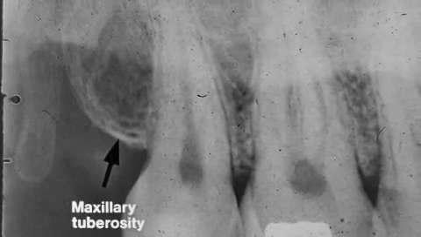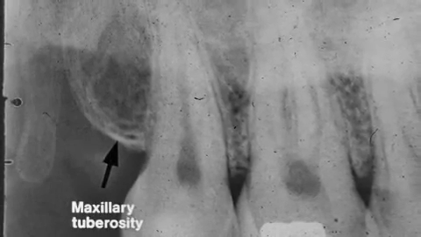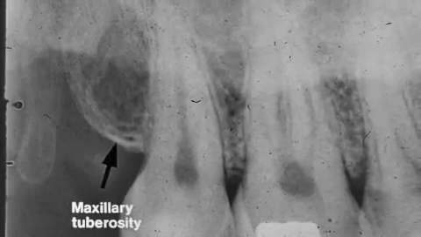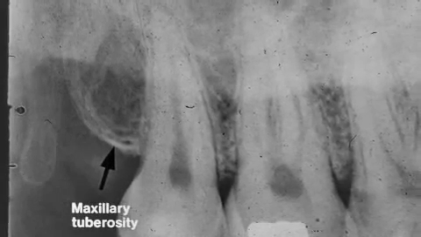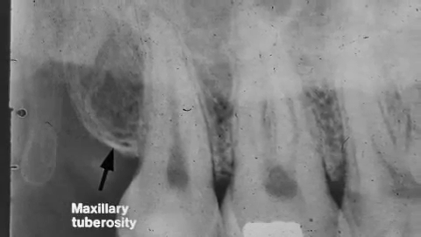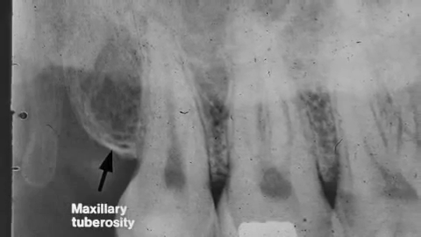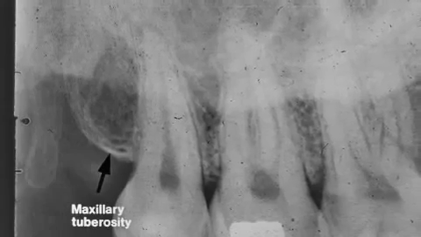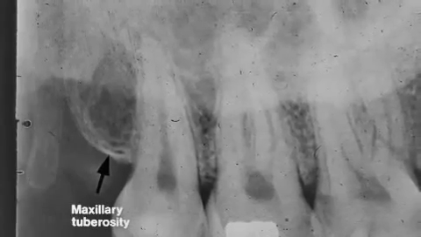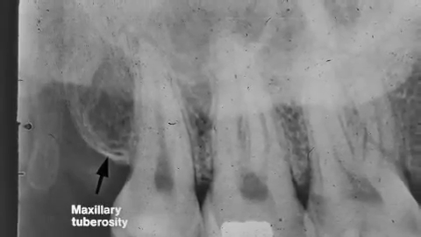The arrow points to the maxillary tuberosity. It curves upward behind the last molar. Posterior to this tuberosity, you can see an extension, the hamulus. It is an extension of the sphenoid bone and sometimes called the pterygoid hamulus. They are radiopaque.